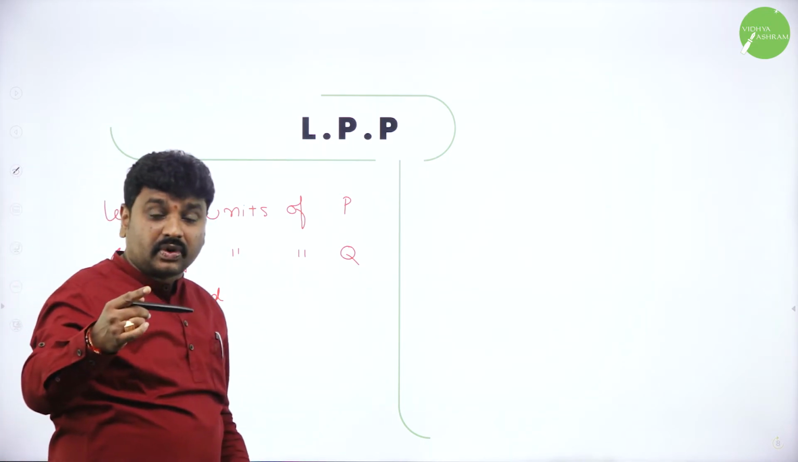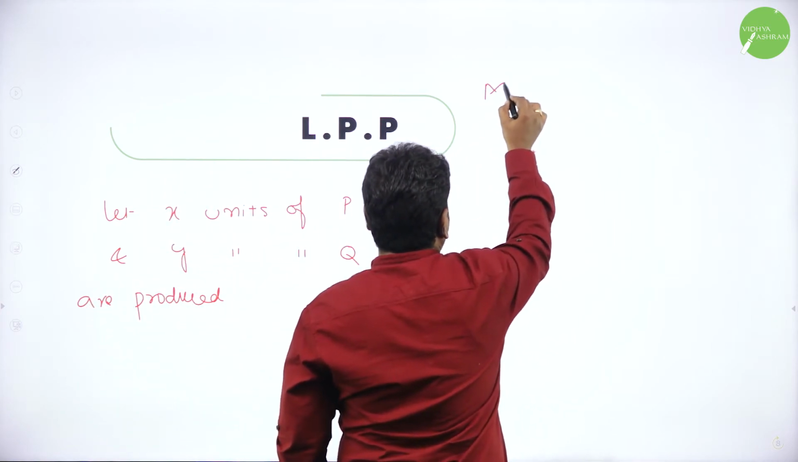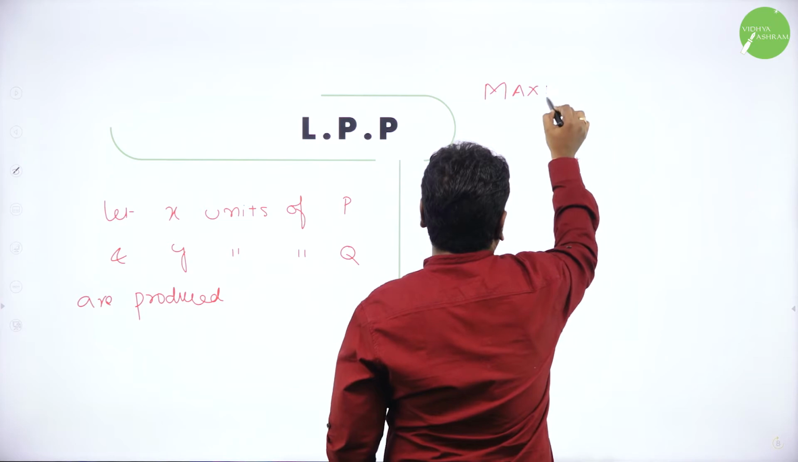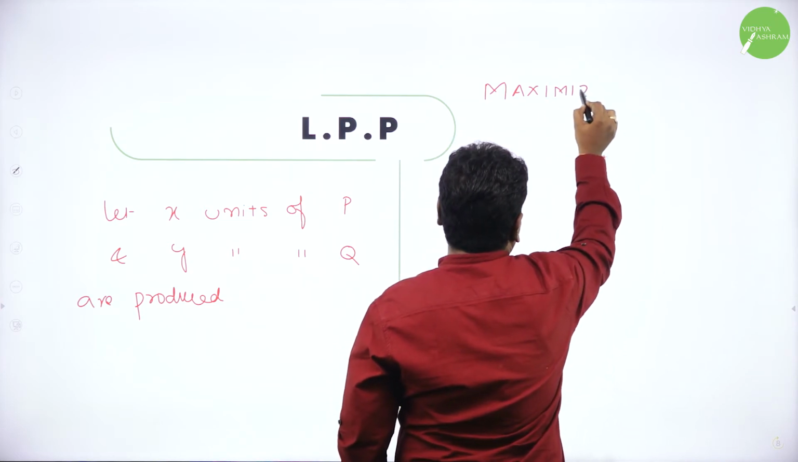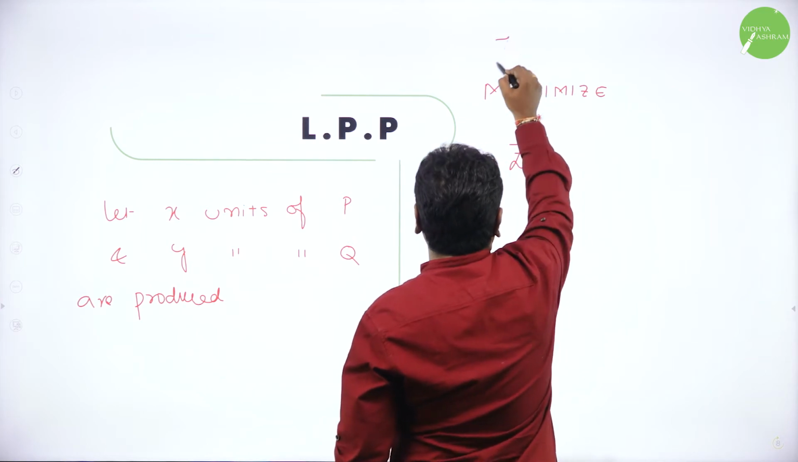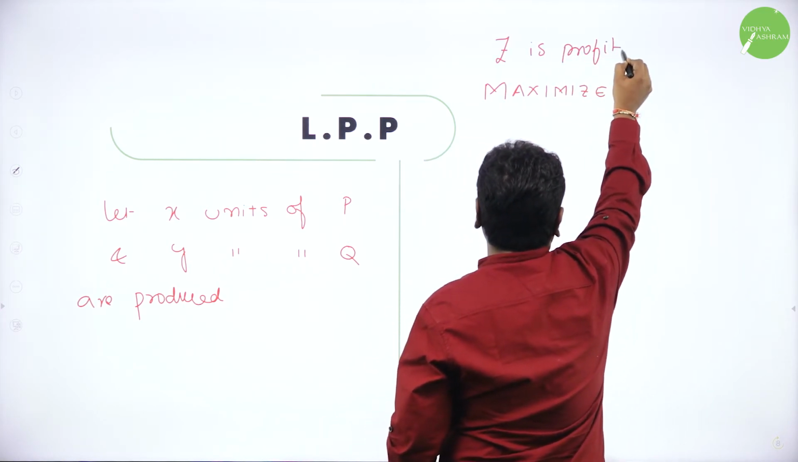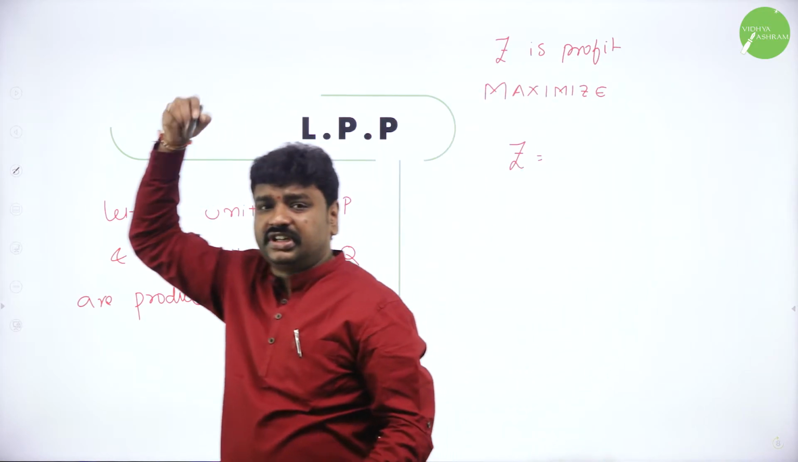Now the second thing I taught you: you have to write the objective function. Maximize what? Profit. They want you to maximize profit. So Z is the profit. Whatever you want to maximize or minimize, we call it the objective function. Objective function is Z, Z is profit.